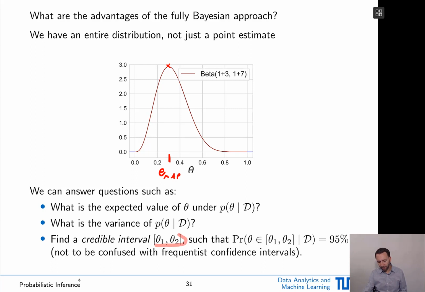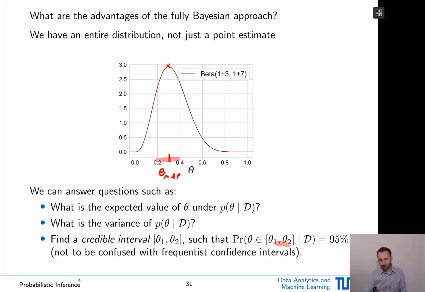And indeed, this is also what you can just compute. You can find credible intervals. For example, you could ask the question, what is the probability that our true theta, right, the behavior of the coin, is between 0.2 and 0.4, for example, right?